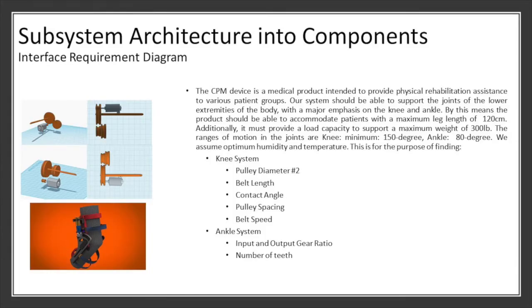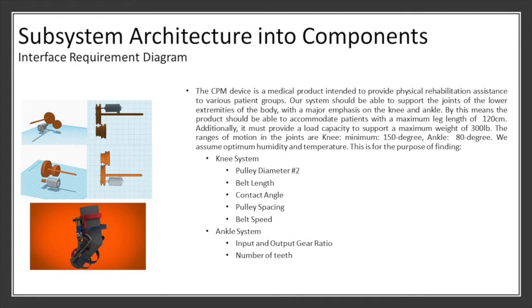As previously mentioned, let's start with the interface diagram proposed in Phase B. In it, we specify the following. The CPM device is a medical product intended to provide physical rehabilitation assistance to various patient groups. Our system should be able to support joints of the lower extremity of the body, with a major emphasis on the knee and ankle. By this means, the product should be able to accommodate patients with a maximum length of 150 centimeters and in the ankle 80 degrees.